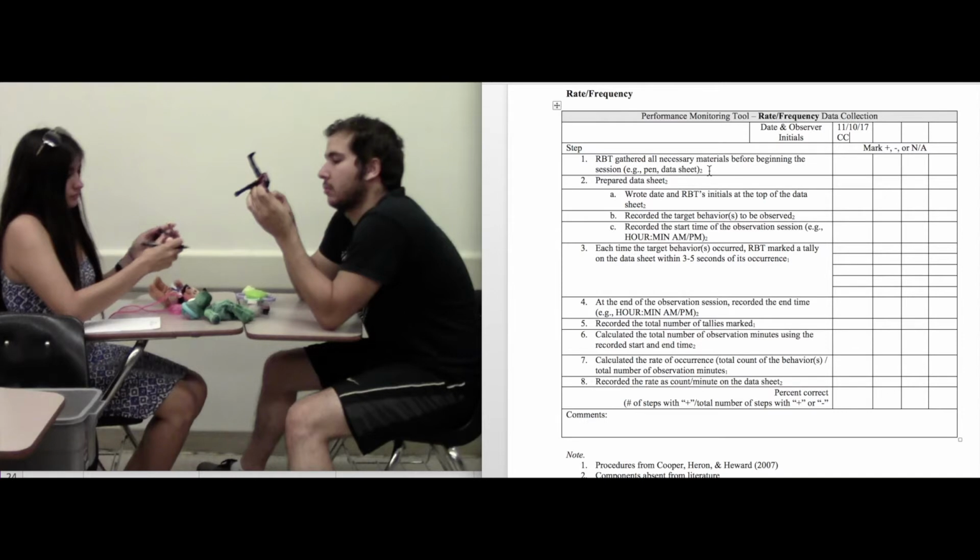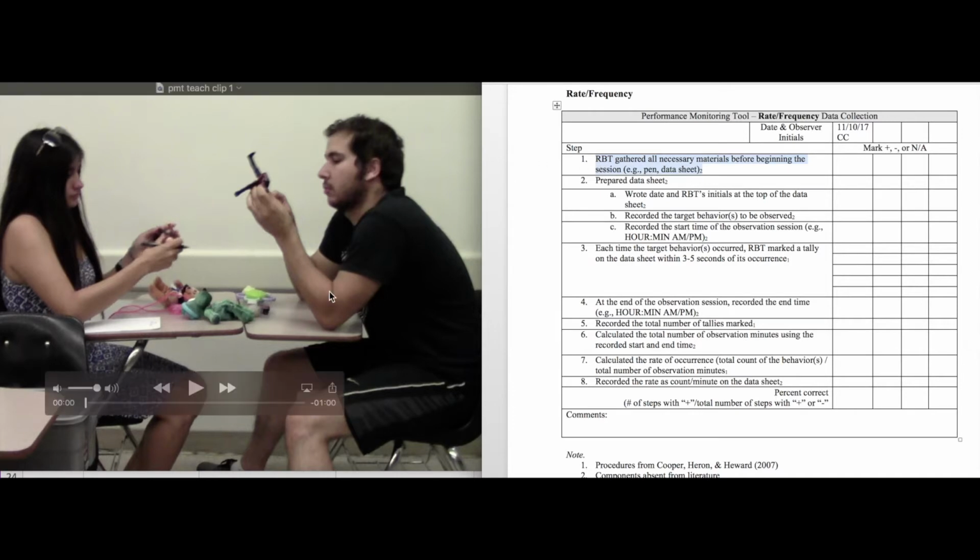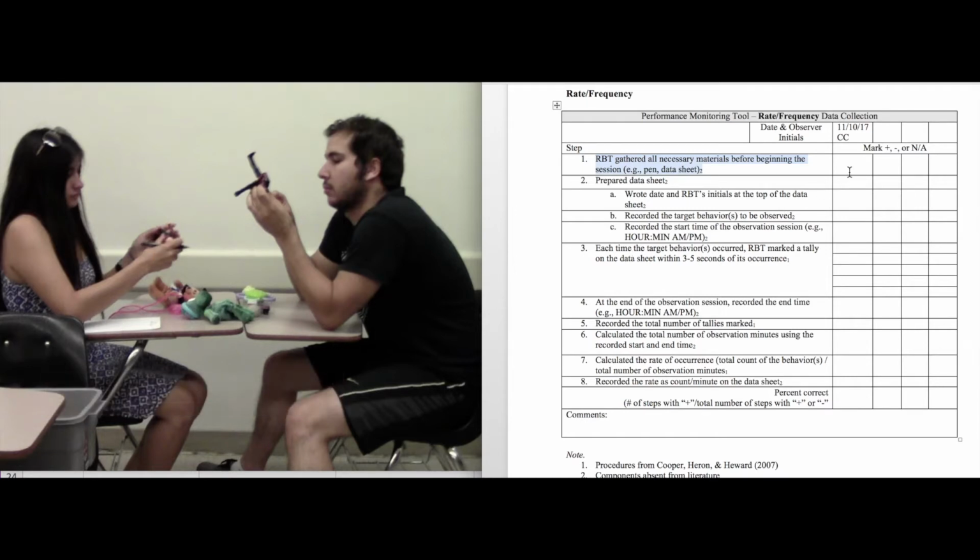The first step that we're looking at is, does the RBT gather all necessary materials before beginning the session? We can see here that Grecia has her toys that she will be using to play with Vahe. She has her data sheet and she has a pen, so she's ready to go to collect data. For this step, she gets a plus.